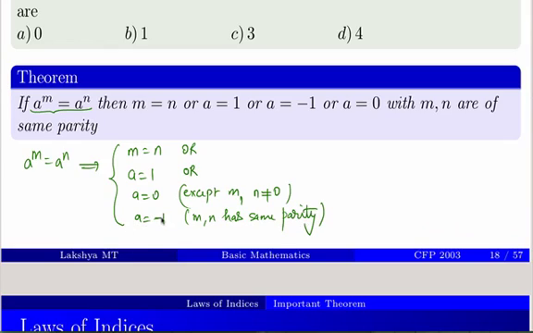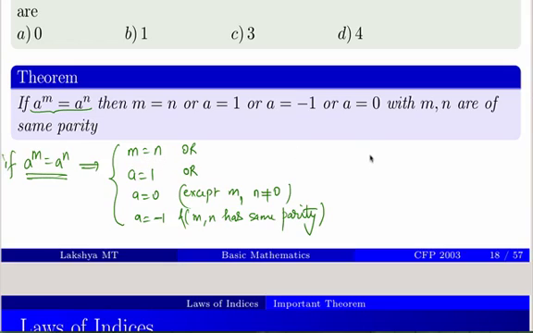So if a is equal to minus 1 and m and n have the same parity, then we say that these two are going to be equal. Yeah, so you have to be very careful. So if a raised to m is equal to a raised to n, then these are the 4 conclusions which take place, not just this single one.